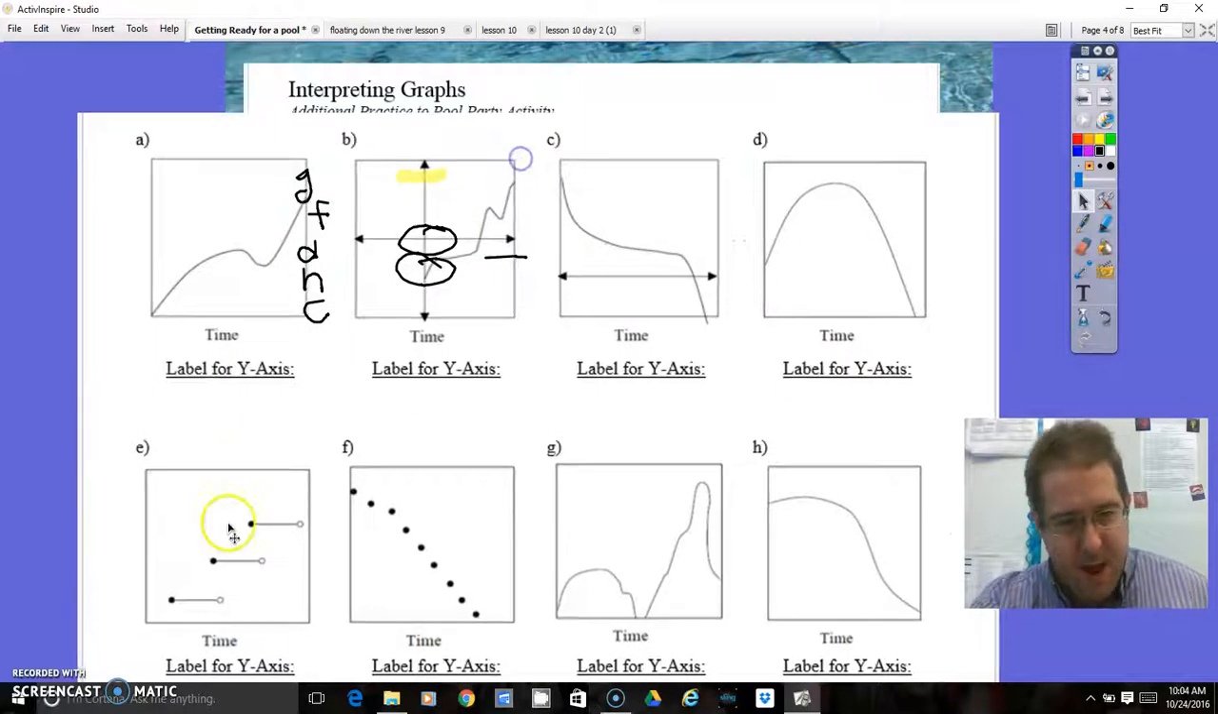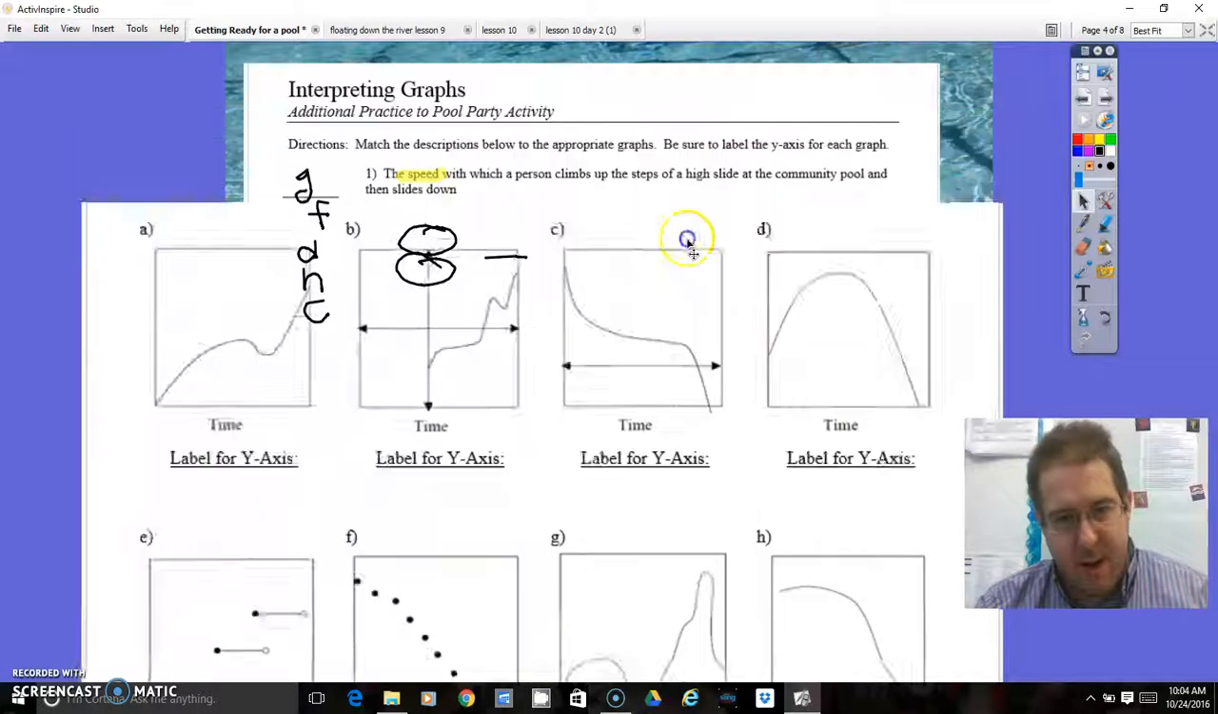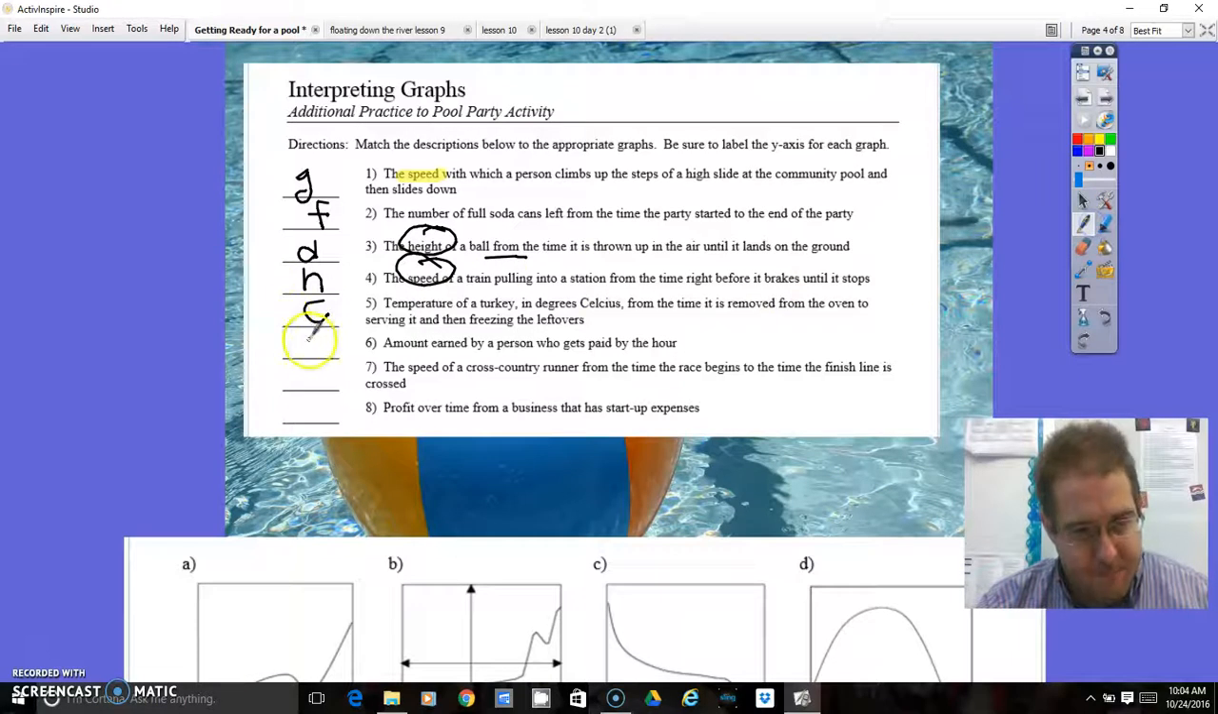Well, you don't get paid for half an hour. You're going to get paid the same amount of money. So if you work 1 hour, you get paid this amount of money. If you work 2 hours, you get paid this amount of money. So that's definitely going to be the letter E.